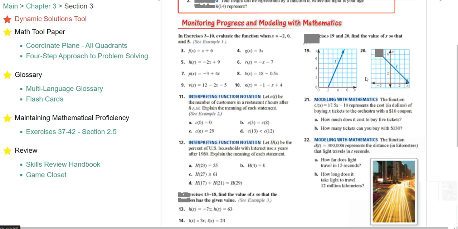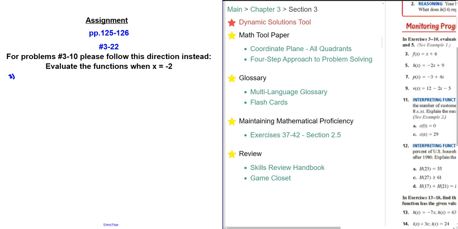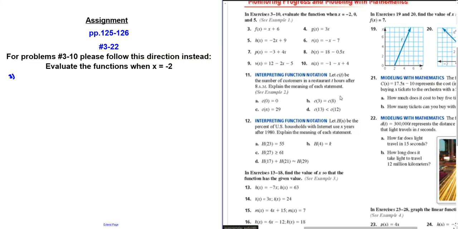So yeah, here there's 3 options, when x is negative 2, 0, and 5. Again, I'm just making you do it when x is negative 2. All right, so for number 3, we're going to find f of negative 2, and that's the only one I'm making you find. So evaluate the function when x is negative 2. So you plug in negative 2 for x.